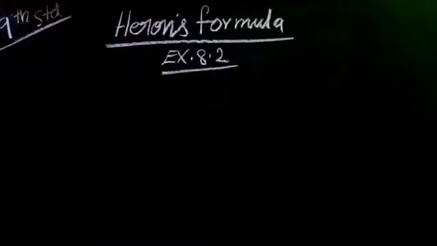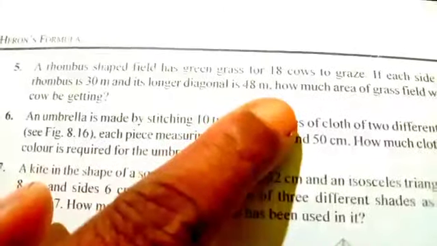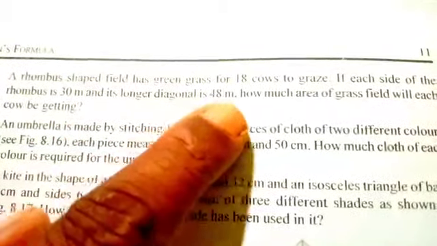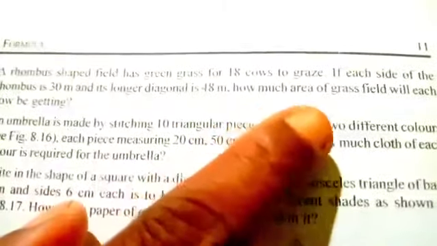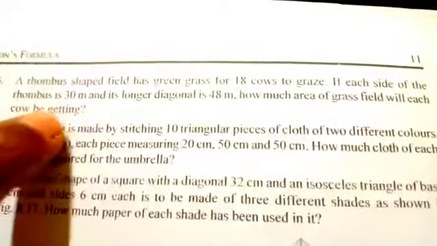In Heron's formula, exercise 8.2, fifth question. A rhombus-shaped field has green grass for 18 cows to graze. If each side of the rhombus is 30 meters and its longer diagonal is 48 meters, how much area of the grass field will each cow be getting?